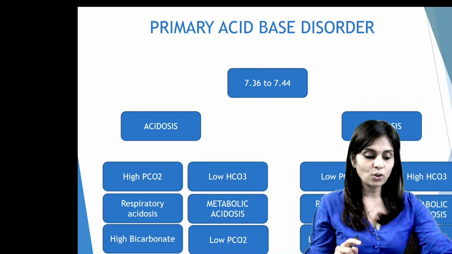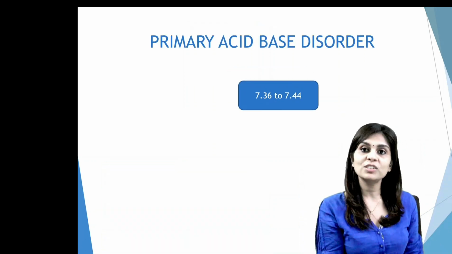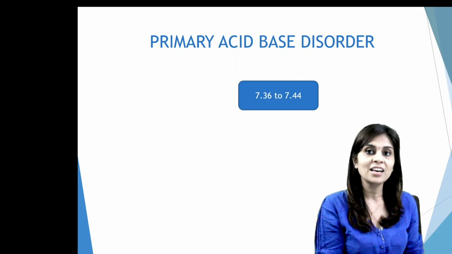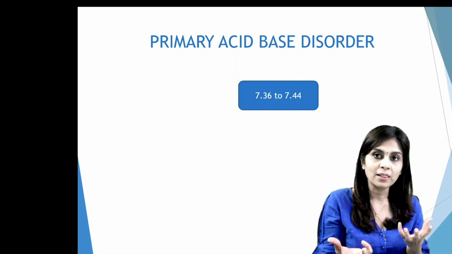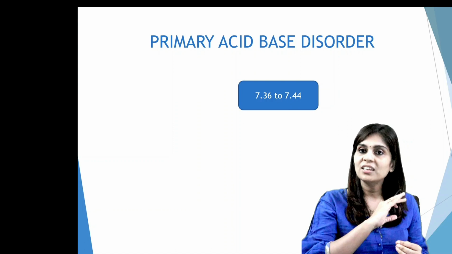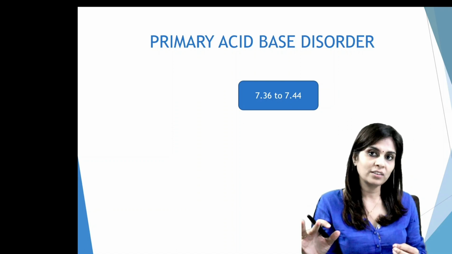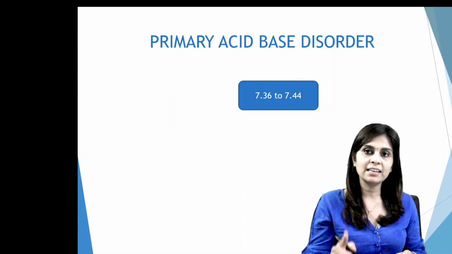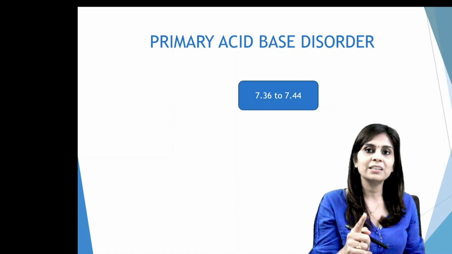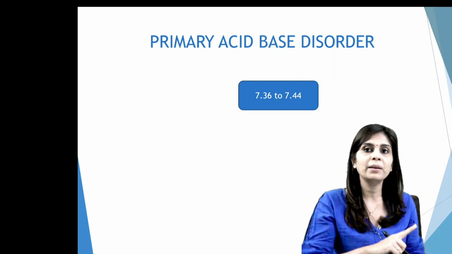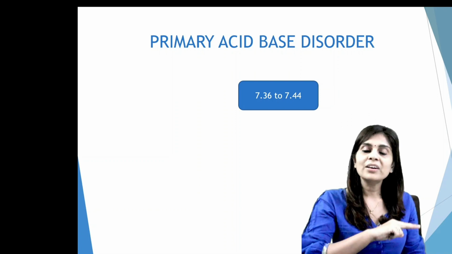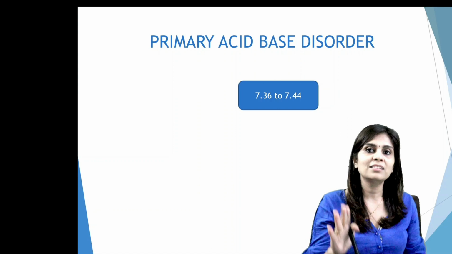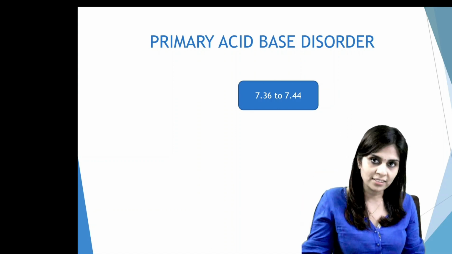Even when there is a normal pH of 7.36 to 7.44, there is a possibility of mixed acid-base disorders which bring the pH back to normal. So normal pH does not exclude acid-base disorders. Even after you check an ABG or a venous blood gas analysis report and you find a normal pH, you will have to look at bicarbonate and PCO2. Only when all these three values are normal can you declare that this person is in normal acid-base homeostasis.